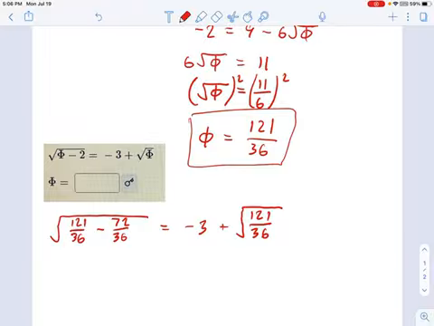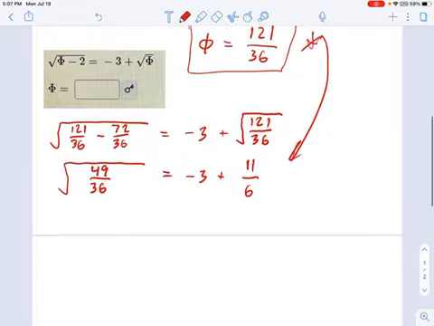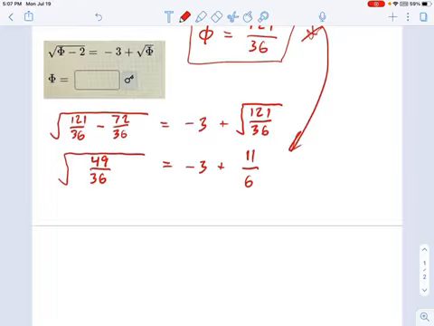Now, let's simplify this a little bit. 121 minus 72 is 49 over 36, and that equals negative 3 plus, what's the square root of 121 over 36? Well, that's just the square root of 121 over the square root of 36, right? Okay, think about it that way. And we know these are perfect squares, 121 and 36, so that's going to be equal to 11 over 6. Not too complicated. Remember, that's where it came from. So the square root on the left is 7 over 6. So here's my question. Is 7 over 6 equal to negative 3 plus 11 over 6?